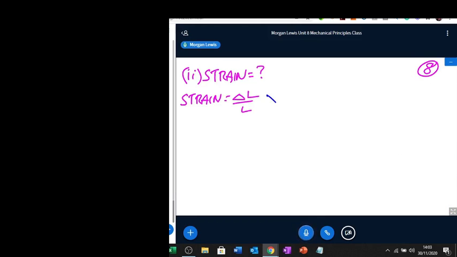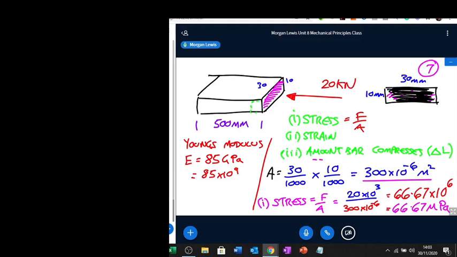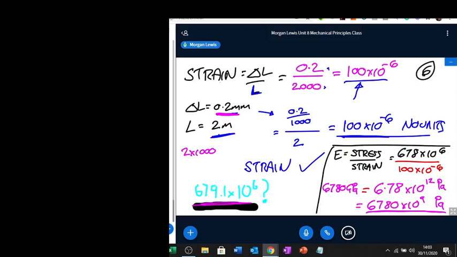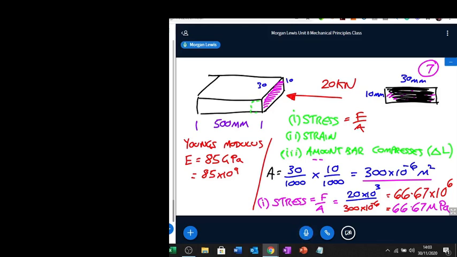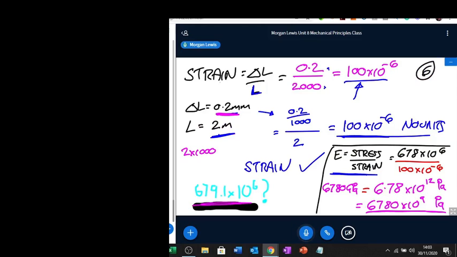Oh no, let's go and have an ice cream, right? So we can't use that. We need to find another formula with strain in it. Well done, Daniel. Here it is: E is stress over strain. So we know E and we know stress, because look, there's E. I've given you E. So we can use this formula here: E is stress over strain.